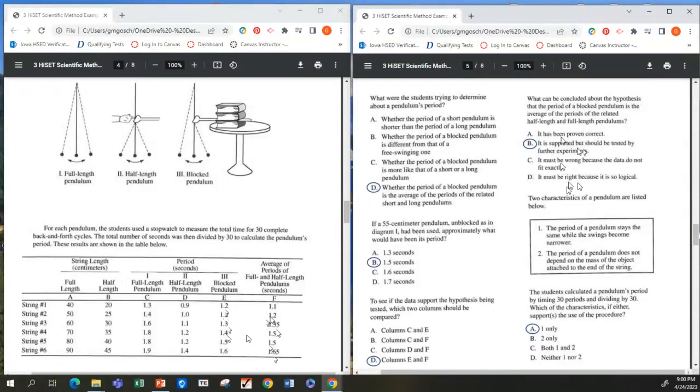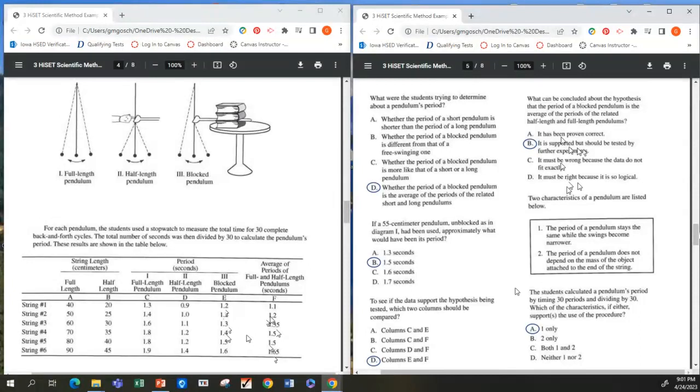It must be right because it's so logical. Well, again, we don't want to justify the logic behind this. You have to have the data supporting it. So back to B. This supports it, but we're going to do further experiments to see if we can really nail this down. Again, it's that duplication. When you're duplicating an experiment many, many times and getting the same outcome, you can be more and more confident with your results.